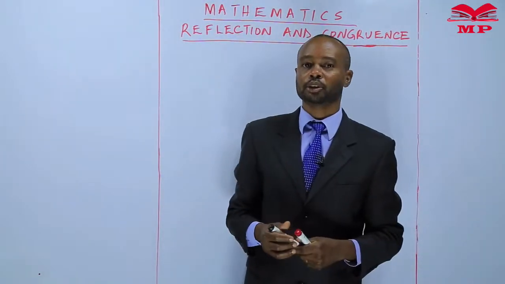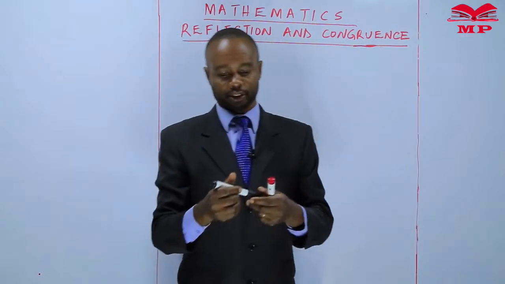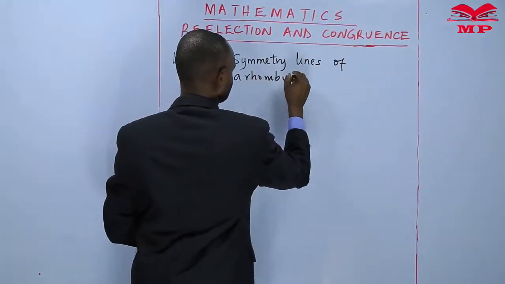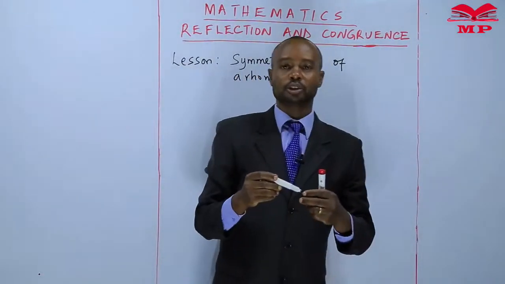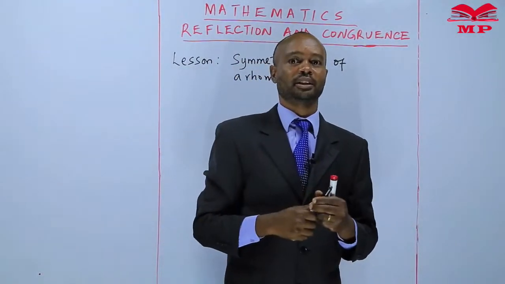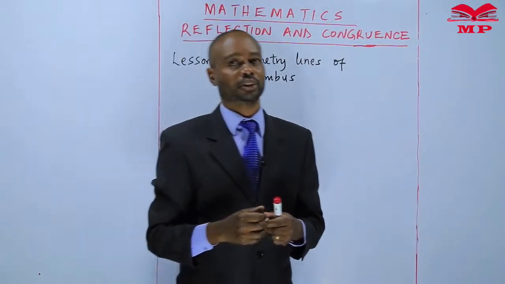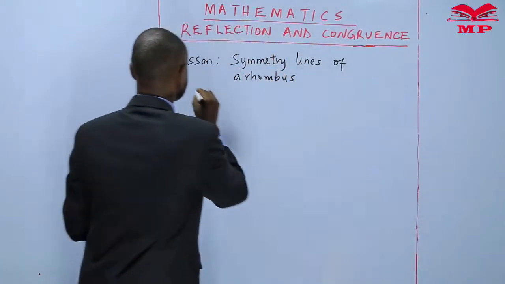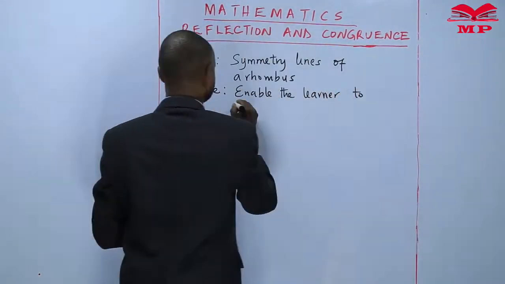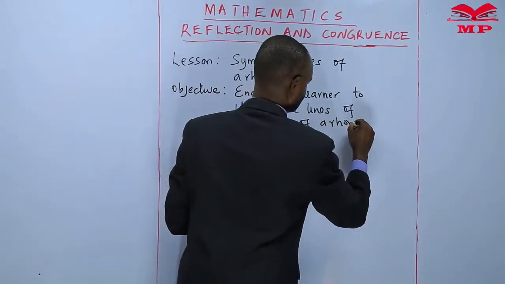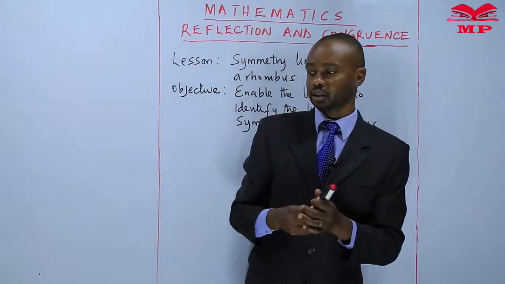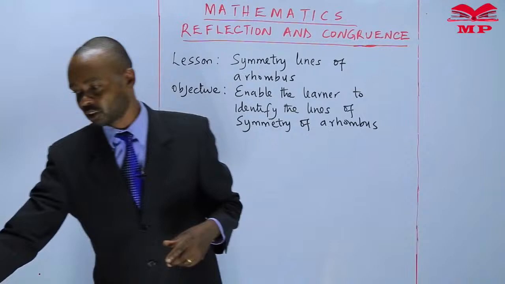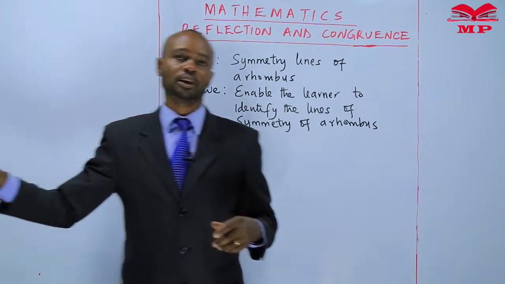Today we are going to look at symmetry lines of a rhombus. So the objective of the lesson is to enable the learner to identify and even construct the lines of symmetry of a rhombus. The lesson will help the learner to identify the lines of symmetry of a rhombus.